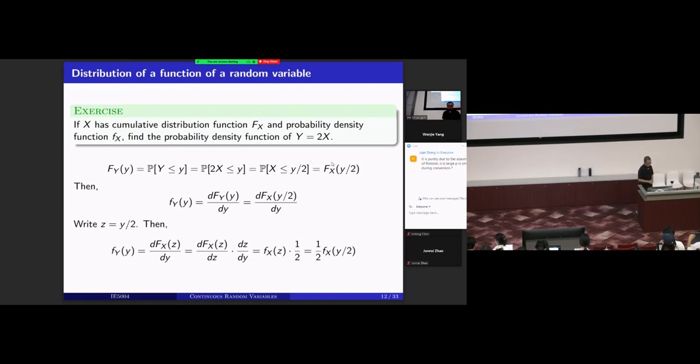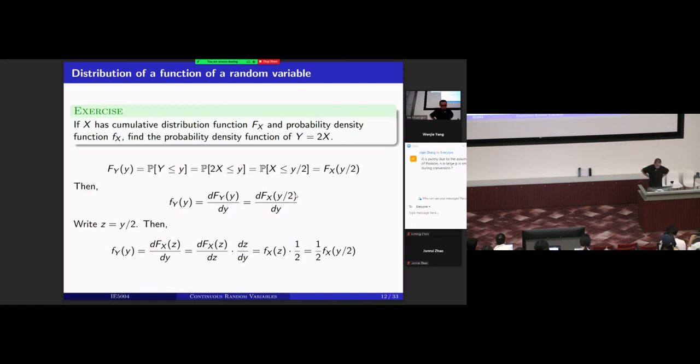And then next, how to derive the PDF of y? We just need to take the derivative, right? The derivative of the CDF of y with respect to y. And what is this CDF? It's written this way, right? So then we just need to calculate this derivative.